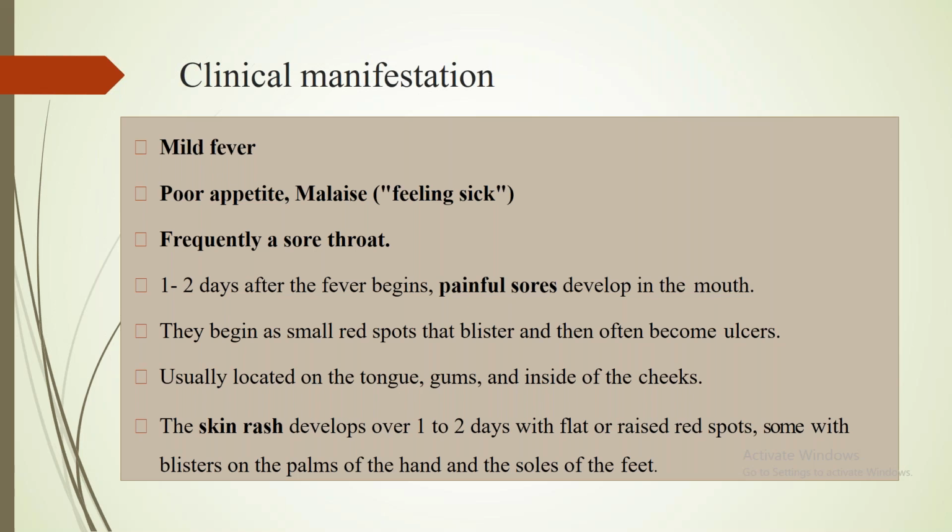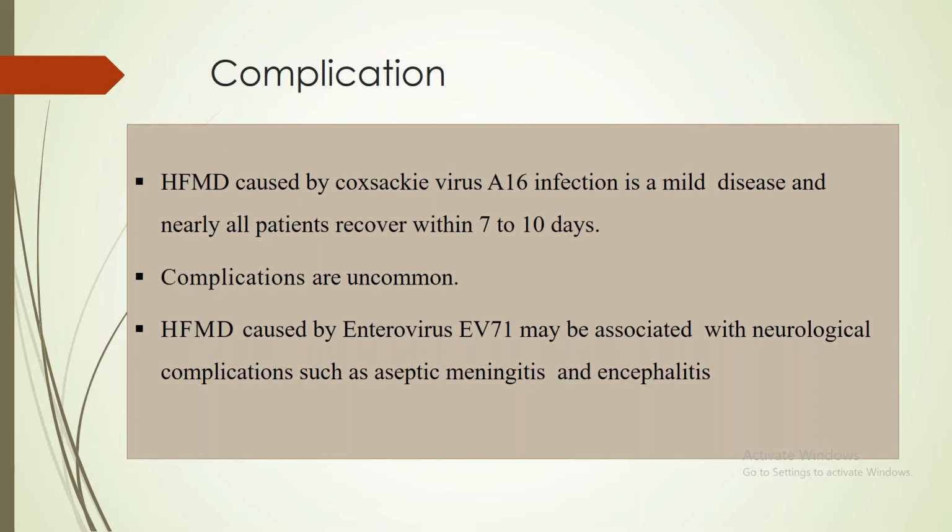They begin as small red spots. They're usually located on the tongue, gums, and inside of the cheeks. The skin rash develops over 1 to 2 days with flat raised spots, and some may form blisters also, and the palms and soles are also involved. But the important thing is, it doesn't lead to any immunocompromised state or secondary infections. It is usually a self-limiting disease and takes around 7 to 10 days for recovery.